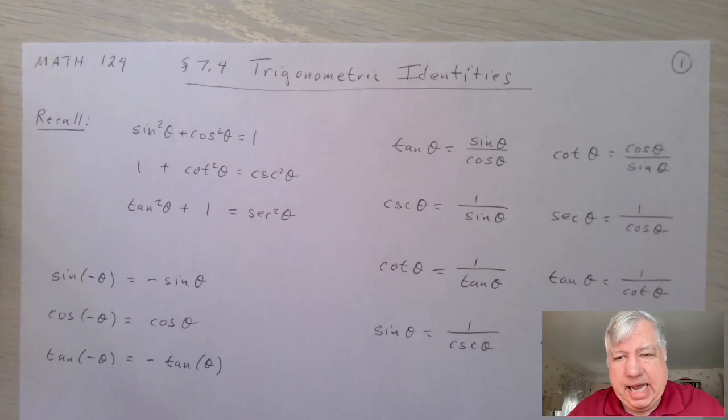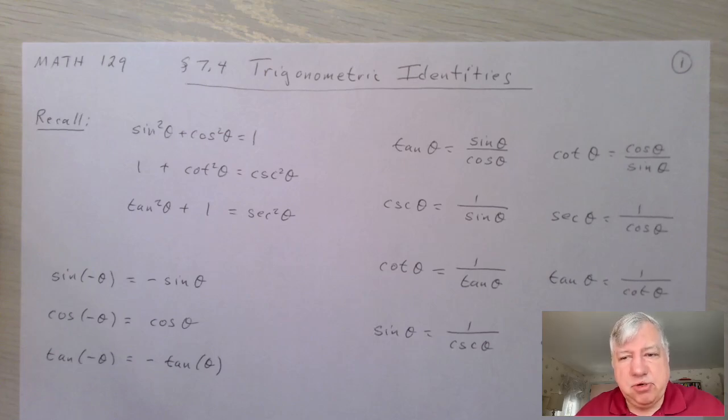An identity is an equation which is true for basically all values of the variables of the equation. So in other words, with an identity, you don't actually have to solve an equation. It's basically true for all possible real numbers where this expression makes sense. What we're going to be doing is proving some identities.